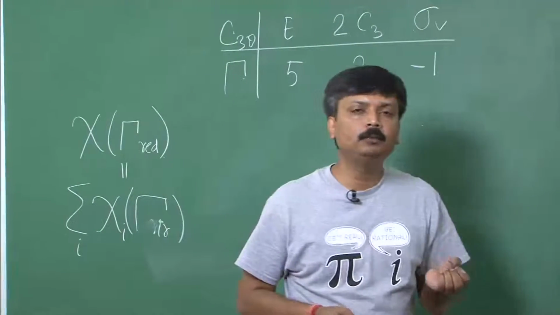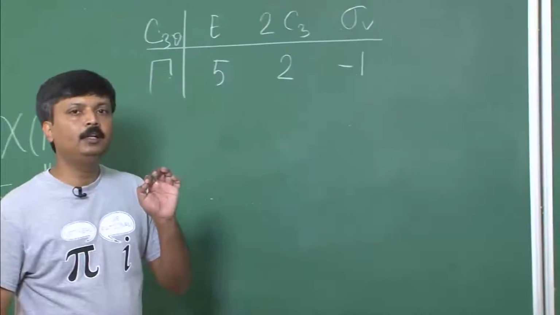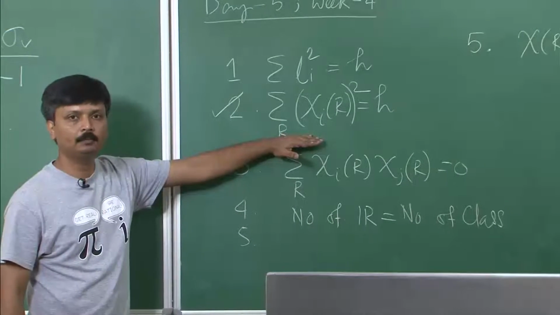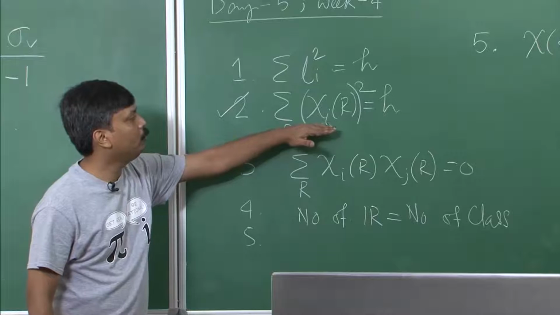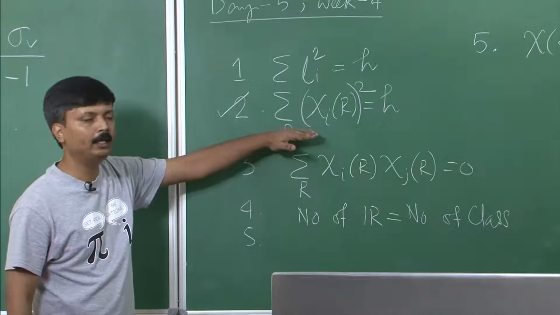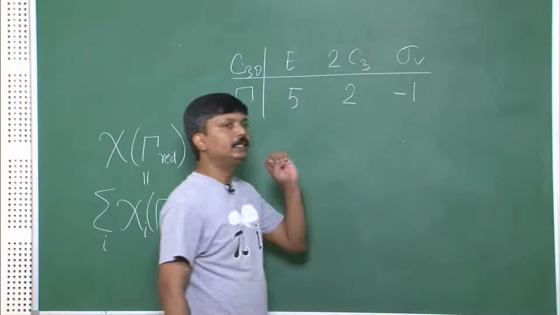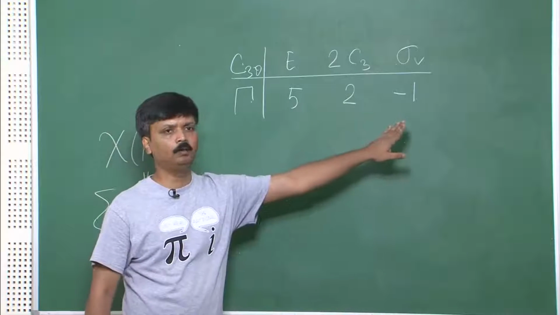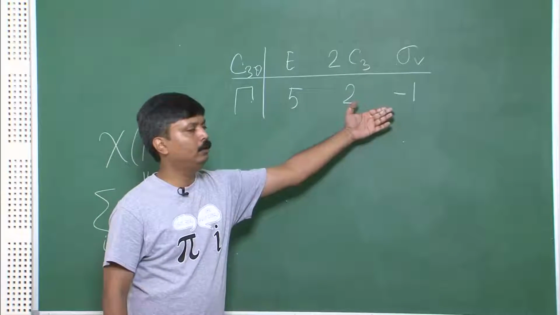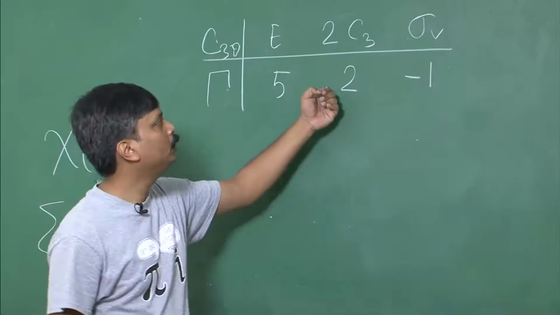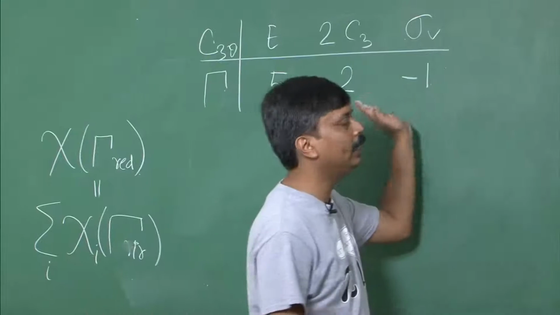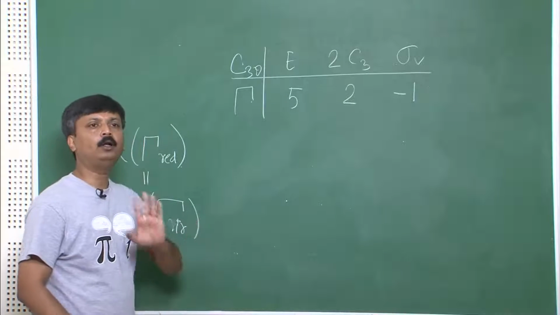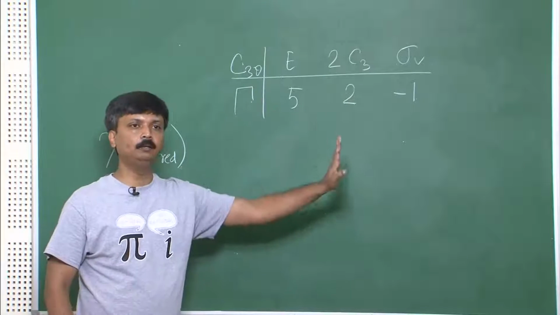How do we know this is reducible? Because for any given irreducible representation, this rule 2 should be valid: the sum of chi squared for any given IR should be the order of the group. If it is greater than the order of the group, then definitely it is reducible. Here you can very easily figure out, 5 squared is 25, and when you square it, all becomes positive, so this is much higher than the order of the group, which is 6. Now, how do I reduce it? I am not dealing with any matrix anymore, I am just directly dealing with the character.